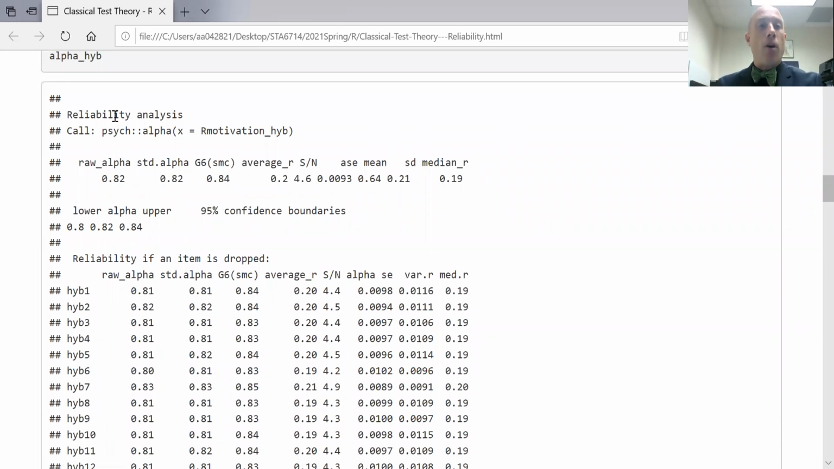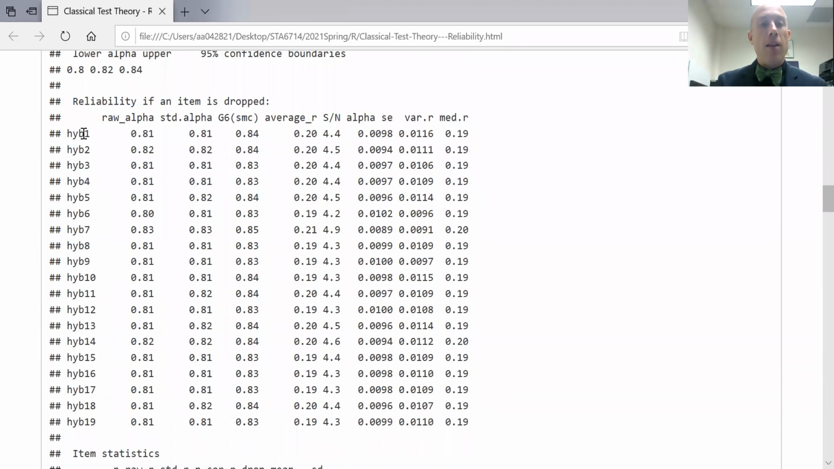So now let's look a little bit deeper into this. If I look at what I get from the alpha on the hybrid data, I can see that I have the same thing I just looked at from the summary. Here I get a 95% confidence interval on my Cronbach's Alpha. And so we can see 0.8 to 0.84. And so the entire confidence interval is within the realm that we want. That's good. And now here, it breaks down for each of the individual questions what's going on. So we see a raw alpha for each question. We see a standardized alpha. And then we get another measurement of reliability. Then the average R. And eventually we get down to the median.